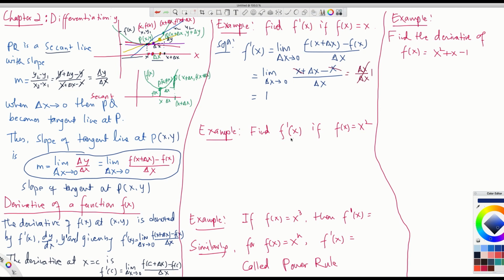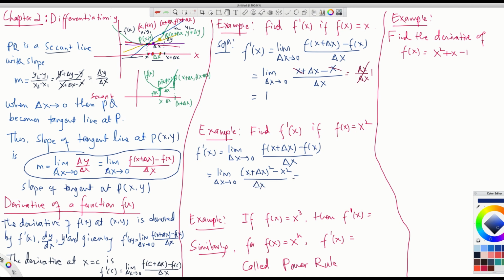Find f prime of x if f(x) equals x squared. So in this case, again for f prime of x, we use the formula: the limit as delta x tends to 0 of f(x plus delta x) minus f(x), divided by delta x. Now what is f(x plus delta x)? You just use that function, replace x by x plus delta x. So you will get the limit as delta x tends to 0 of (x plus delta x) squared minus x squared, divided by delta x.